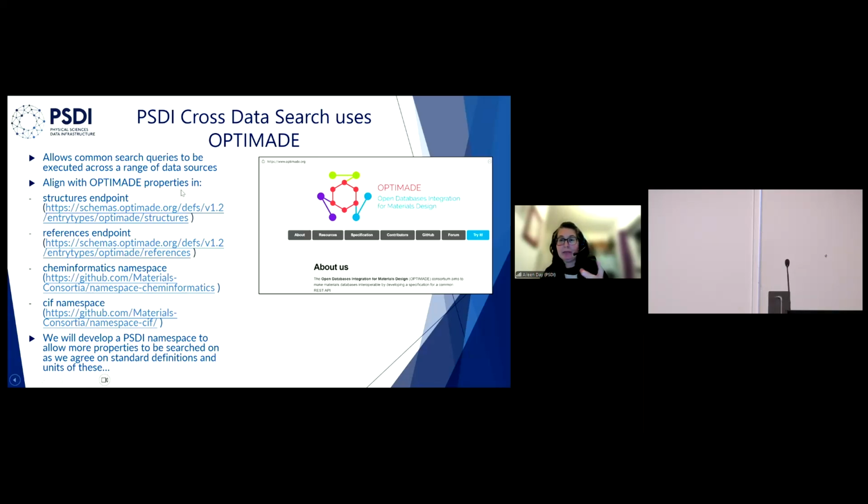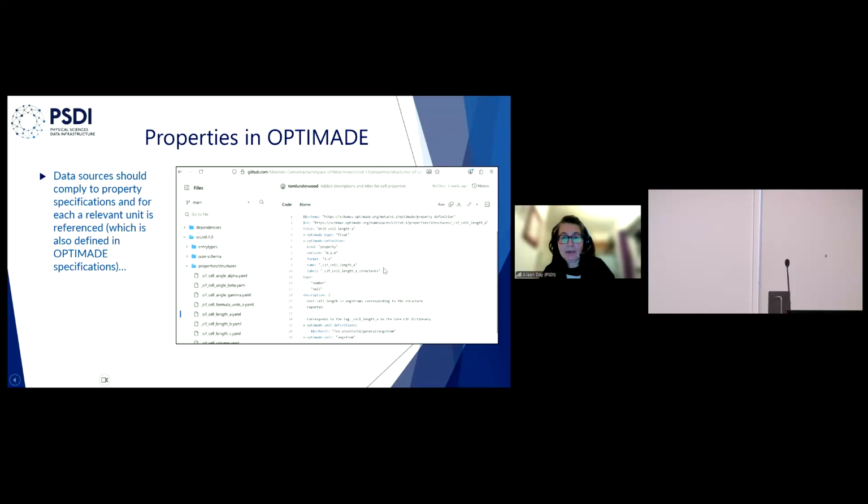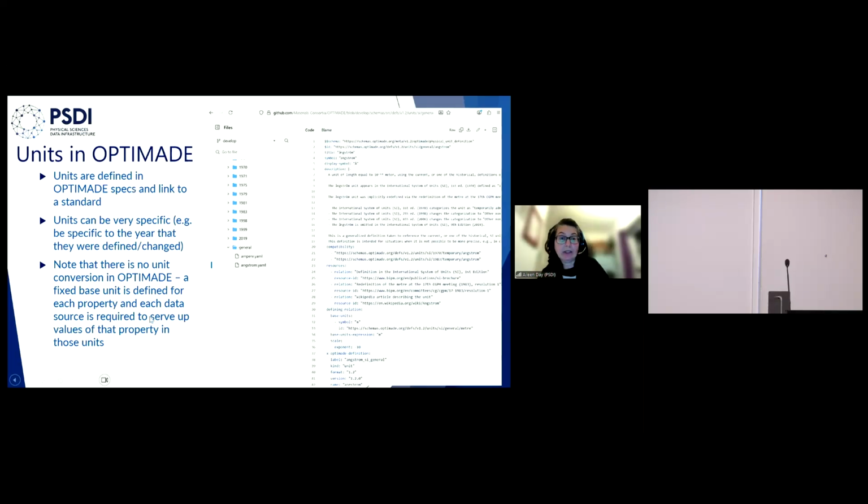So this is how the properties are standardized. I should say I'm using the word properties here; some people might call those variables or fields in the data set. In Optimade, you define the properties. This is a snapshot of the GitHub where the cell length that was in the cross-data search is defined, and it has the definition here. There's also a human readable version of this, and it has a link to the unit. The units are also defined in Optimade, again in the GitHub.